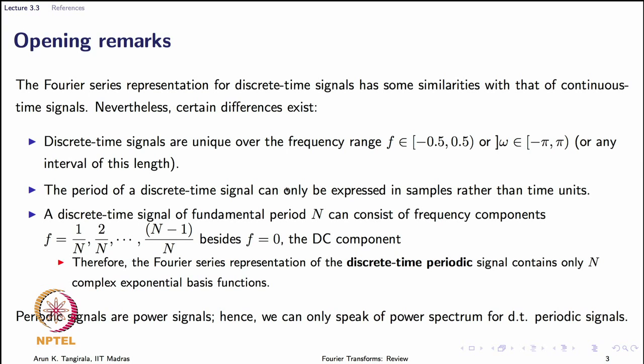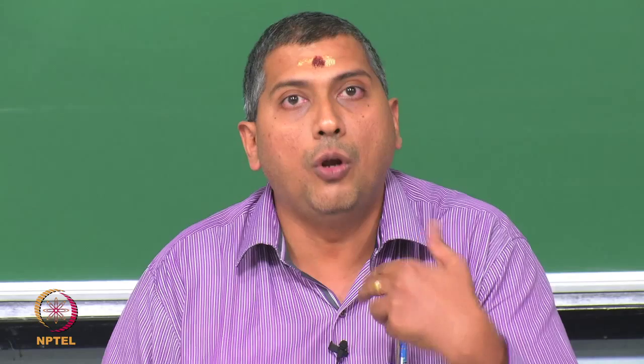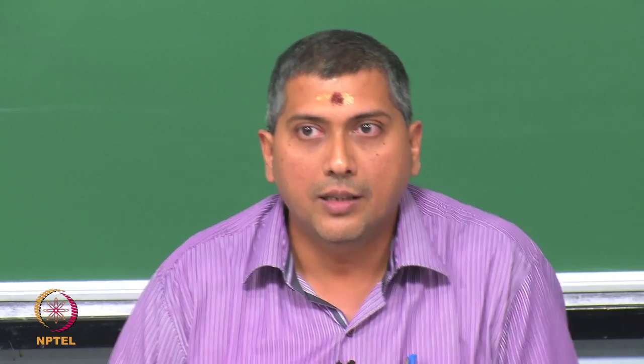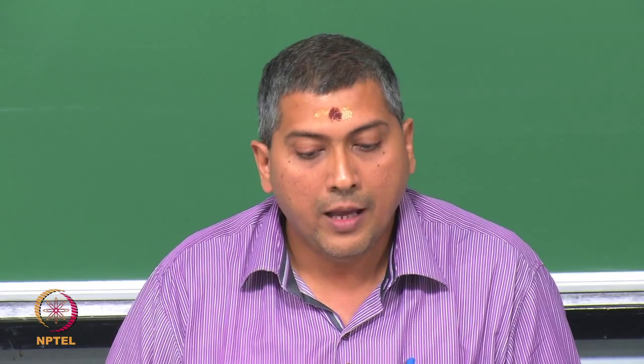And of course, something to recall is that the period of a discrete time signal can only be expressed in samples rather than in time units. Now, this is the point that I just mentioned. A discrete time signal of fundamental period N can consist of how many frequency components? N frequency components. What are those frequencies? These are 1 over N, 2 over N, up to N minus 1 over N, besides the usual DC component that we have. Notice that we now switch to lowercase notation for the frequency, because now we are dealing with discrete time signals.